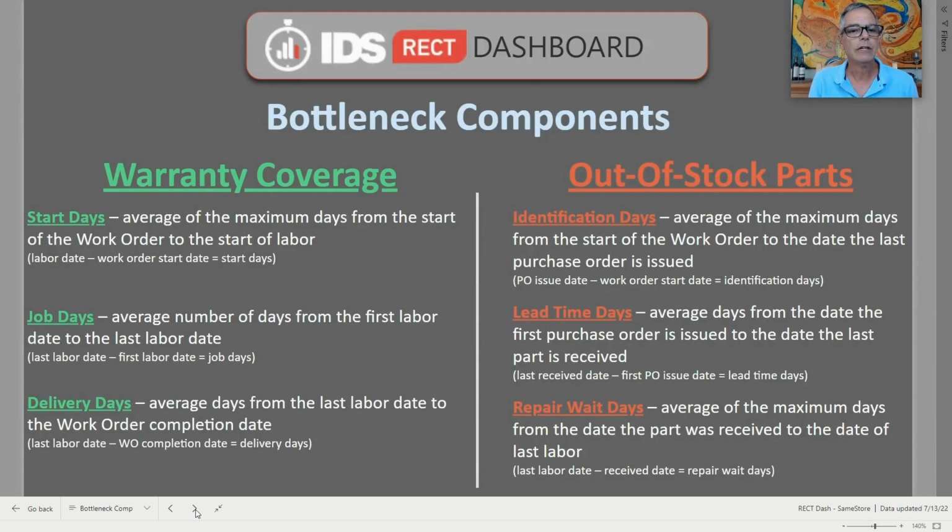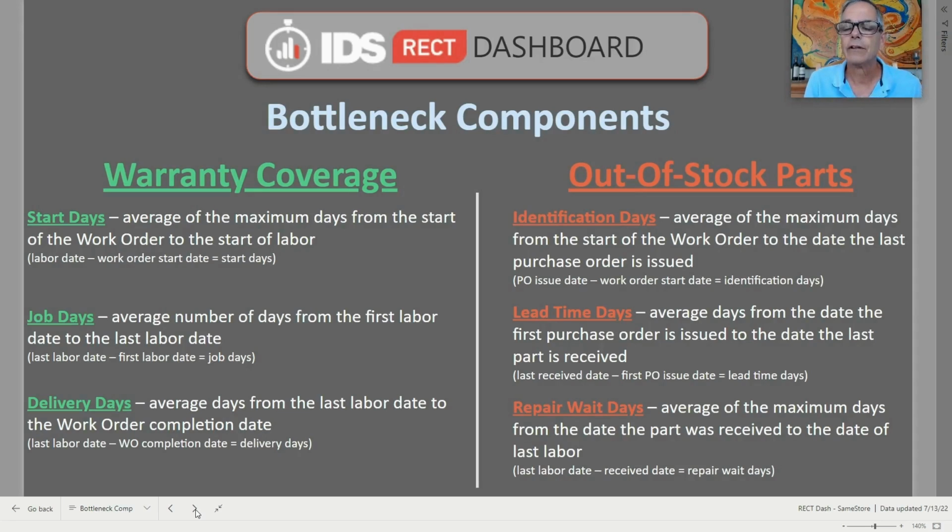For warranty coverage, we have start days. It's the average of the maximum days from the start of the work order to the start of labor, so how long it took to get that last job started. Job days, the average number of days from the first labor date to the last labor date, so how long it took to complete all the jobs on that work order. And delivery days, the average days from the last labor date to the work order completion date, how long it took after we completed the labor to get the unit back to the customer.